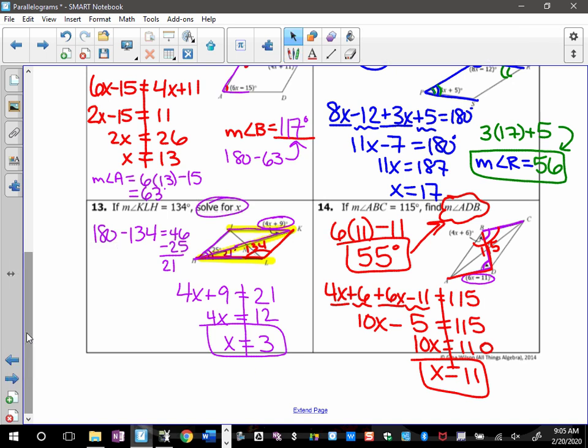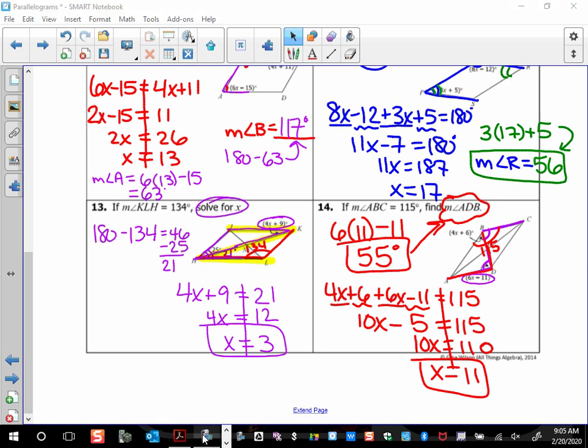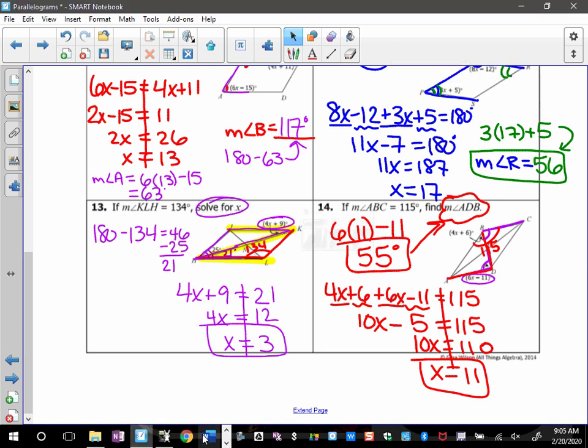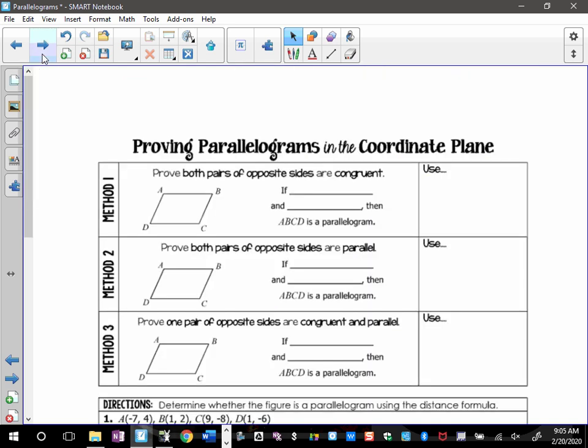Okay, let's see how we're going here. I know this video is getting long. Okay, we need to do a couple more things. You can prove parallelograms in a coordinate plane. I'm going to tell you all three options. I'll do one of each and then kind of call it a day.